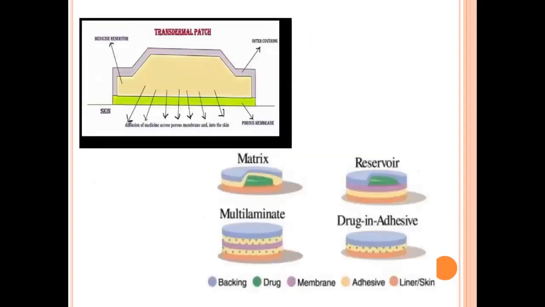So here you see the image of the transdermal patch. So where is the drug? The drug is in the reservoir, and it is applied to an area of the skin, and slowly the drug is released from the porous membrane of the patch, and through percutaneous absorption it is absorbed into the skin.